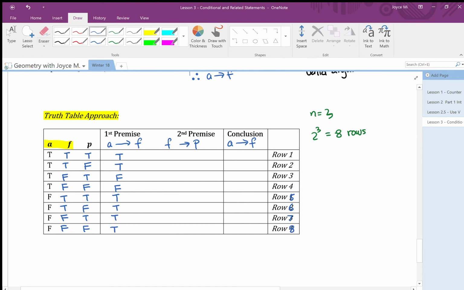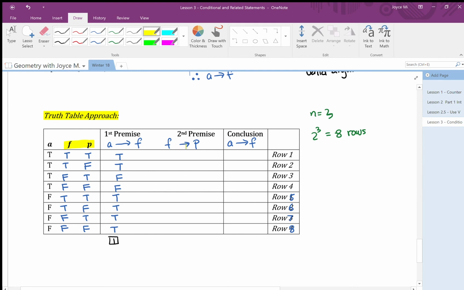Okay, that is my first premise. Now I could label column 1 here, again for ease of discussion. The second premise is F implies P. F implies P is just the second and the third column here. So here I can directly use these two columns of the table to find the conditional.